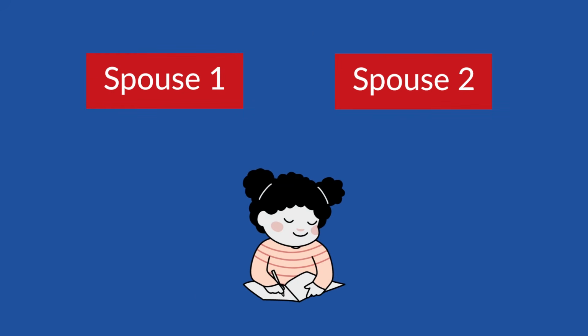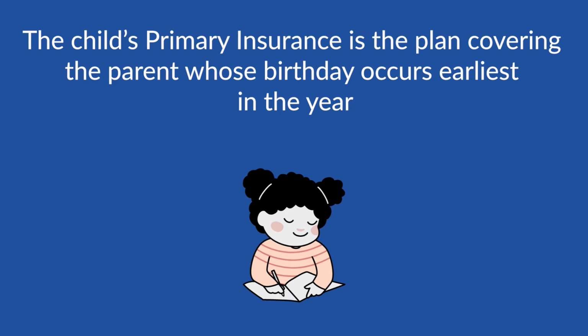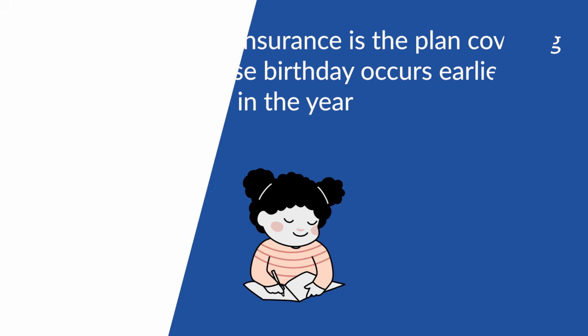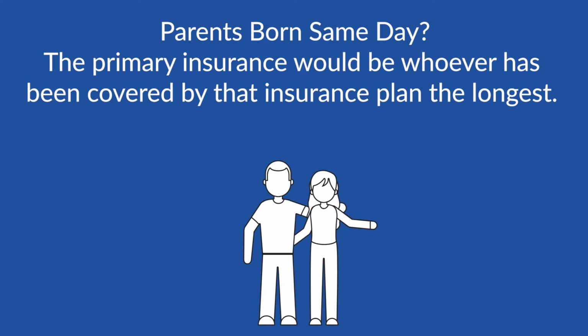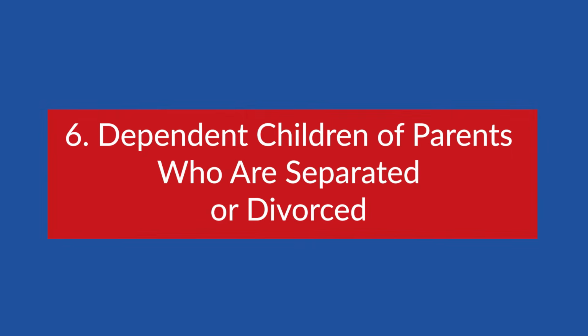Number 5, dependent children of parents who are not separated or divorced. The birthday rule. Say a child is covered by both their married parents' insurance plans. Each parent has their own plan and both have added their child to their own insurance plan. The child's primary insurance is the plan covered by the parent whose birthday occurs earliest in the year. This does not mean who is oldest. This just means whoever is born earliest in the calendar year. If both parents are born on the same day, the primary insurance will be whoever has been covered by that insurance plan the longest.